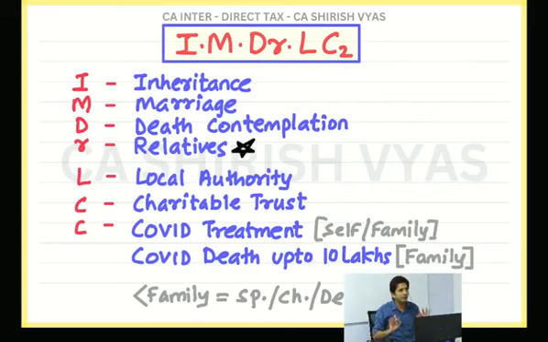In all examples, I am receiving. Whether it is a treatment case or death case, I am receiving. But in a treatment case, whether it is my treatment or family's treatment, any amount received, even beyond 10 lakhs, is exempt. And in case of death, I am receiving, but I am not dying, family is dying. Up to 10 lakhs it will be exempt.